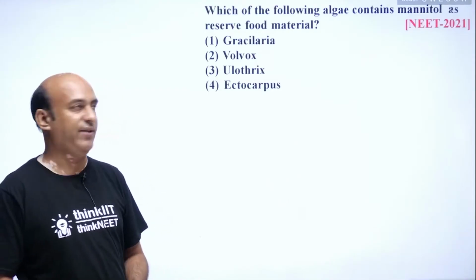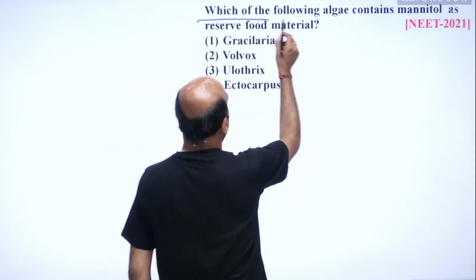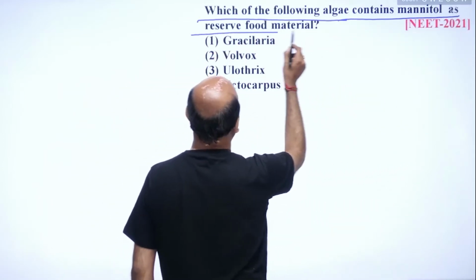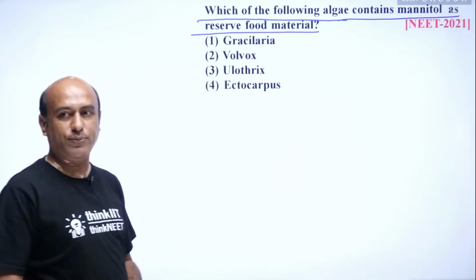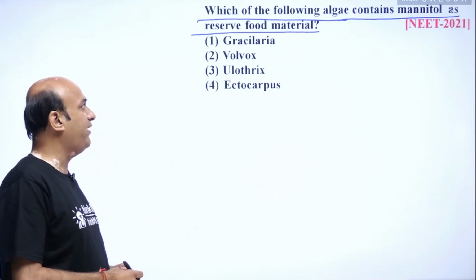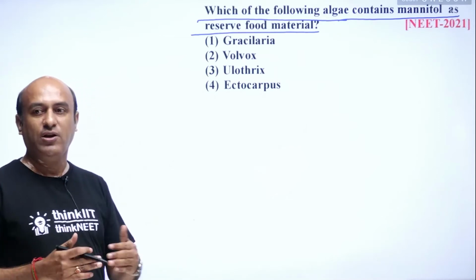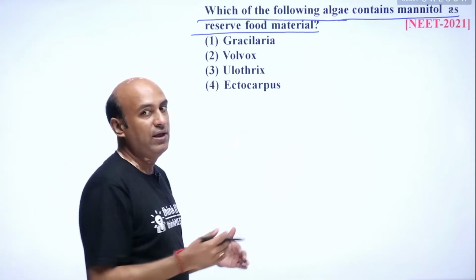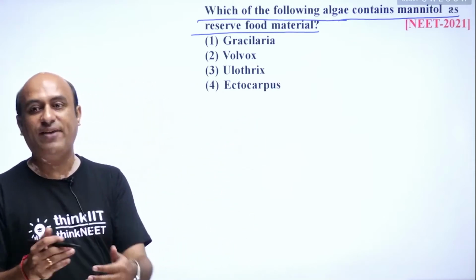Here the question is, which of the following algae contains mannitol as reserve food material? Here the options are option number 1 Gracilaria, option number 2 Volvox, option number 3 Ulothrix, and option number 4 Ectocarpus. So student, here which option is the correct one? Now student, here we are talking about the algae which store the food as mannitol.